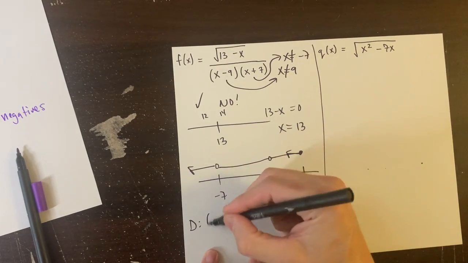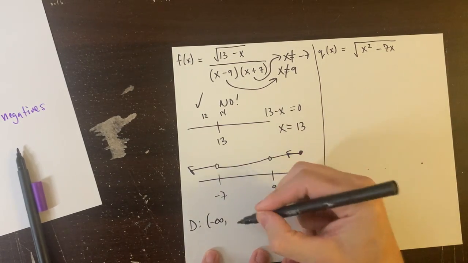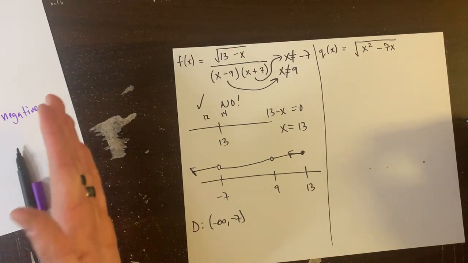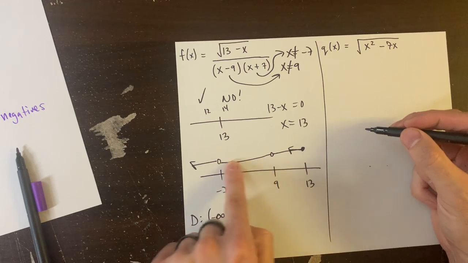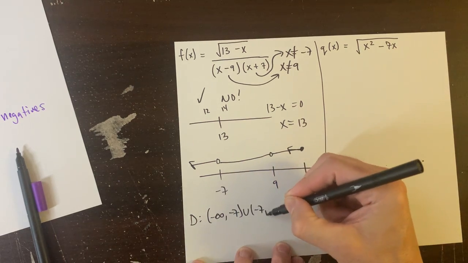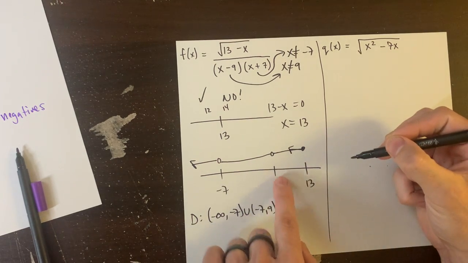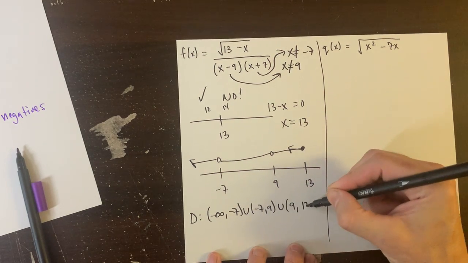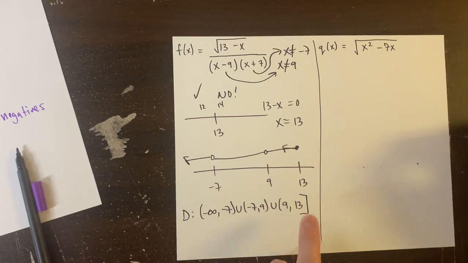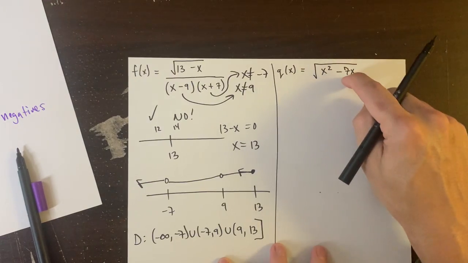So the domain would be from negative infinity up to negative 7, because we're going from left to right. We remove this one. We include the stuff between them. Okay. And then we jump over the 9 and we go all the way up to 13. Where, of course, the 13 is included. Okay, one last one here.